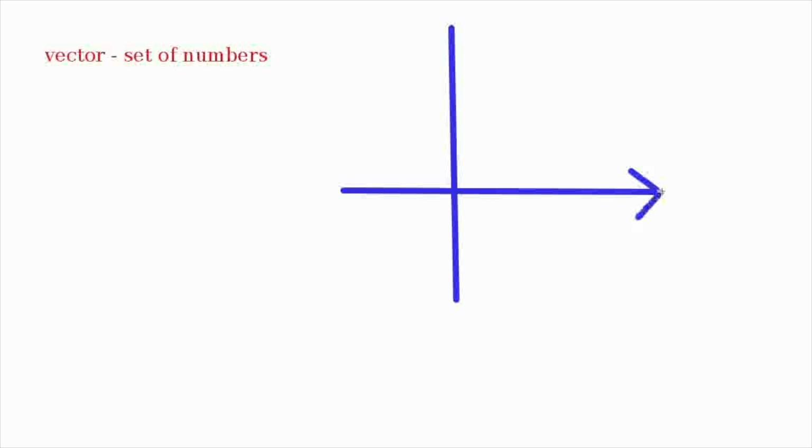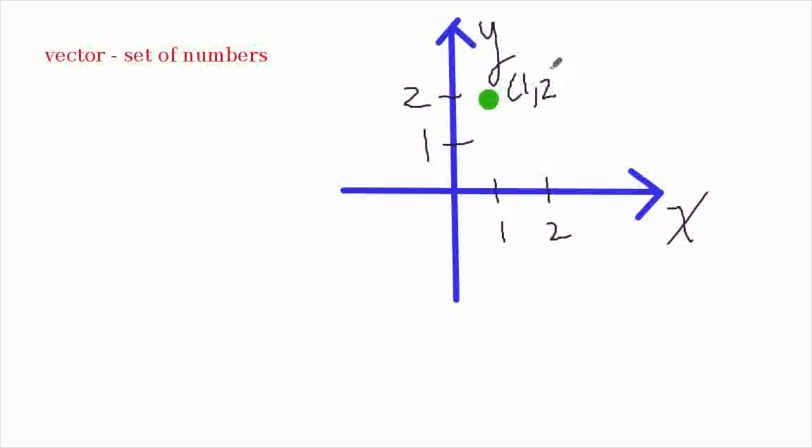However, what about if you wanted to specify the position on an XY plane? In that case, you would need two numbers. You would probably not be surprised if I told you that this green dot, that position, was 1, 2. We usually refer to those as coordinates, but notice that using my definition, that's also a vector. So coordinates are a vector. Also, your phone number is a vector. Your social security number is a vector.